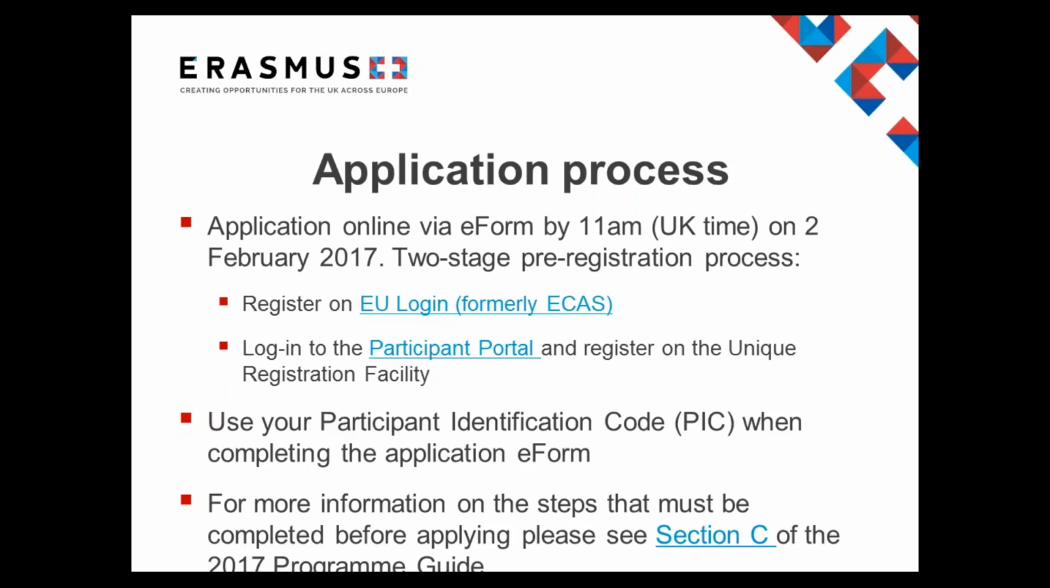If you've not already done so, there is a two-stage pre-registration process which we'll need to complete prior to submitting that application form. First you will need to register your organisation on EU login and then log into the participant portal to register your organisation on the unique registration facility. Once you've completed those steps, you will be given something called a participant identification or PIC code. It's 9 digits long, and you'll need it to complete the application form.